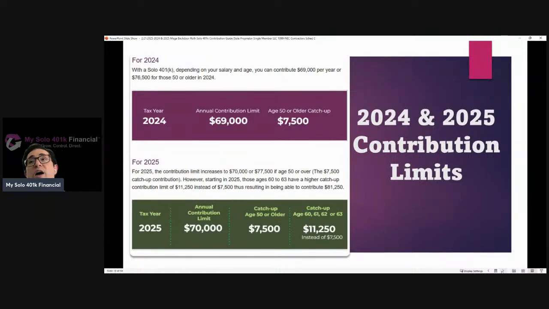For 2025, the overall limit increases from $69,000 to $70,000. You still have that same catch-up contribution if you're age 50 or older, but there's now a super catch-up contribution if you're age 60 to 63. So instead of an additional $7,500, the individual can contribute $11,250 for a total of $81,250.